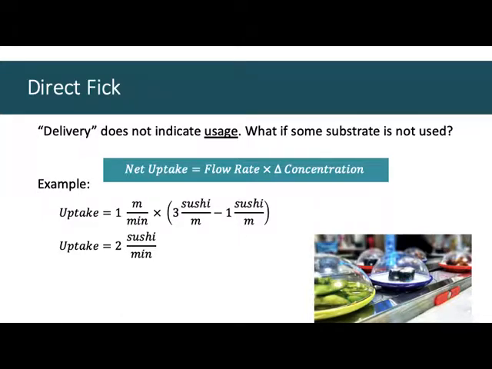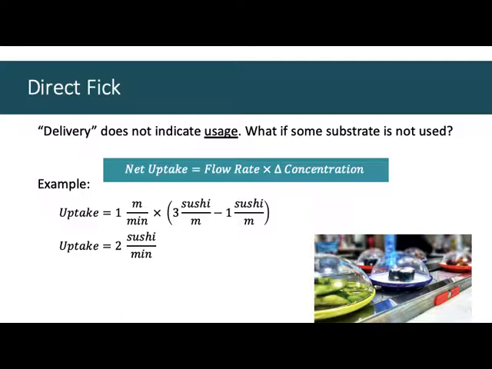The conveyor belt moves at the same speed. The incoming concentration is the same, but you're leaving some to pass on to the next person. Delivery is the exact same, but your extraction, the uptake, or the consumption of sushi in this case, is lower. You elected to eat less than what was delivered to you.